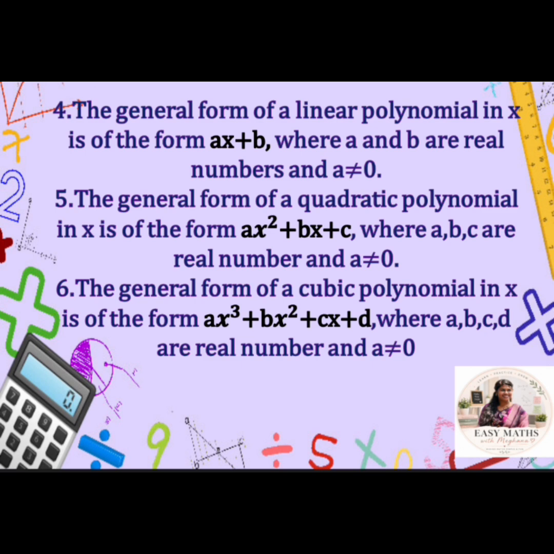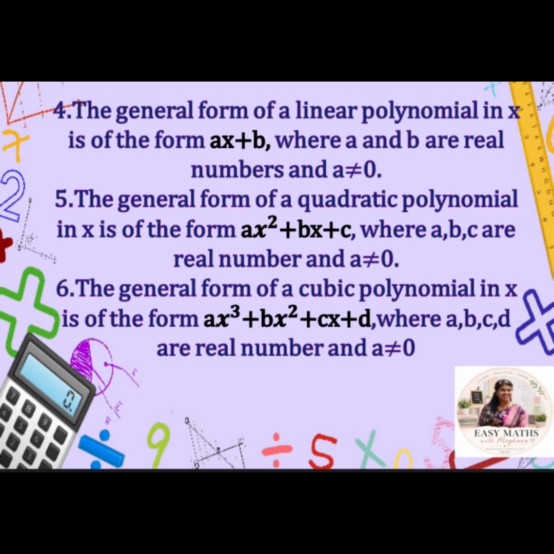If a polynomial has degree 1, it is called as linear polynomial and it is represented in the form of ax plus b, where a and b are real numbers and a is not equal to 0. Second one, quadratic polynomial. A polynomial which has 2 degree is called as quadratic polynomial and it is represented in the form of ax square plus bx plus c, where a, b and c are called as real numbers and a is not equal to 0.